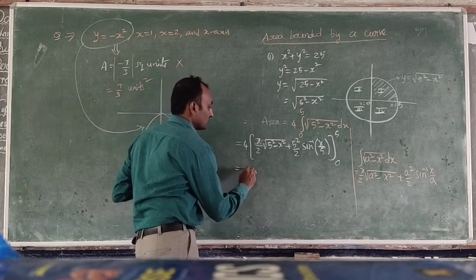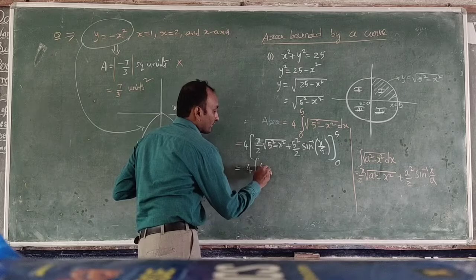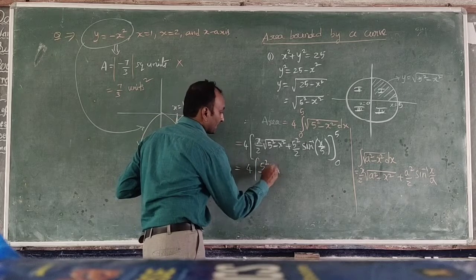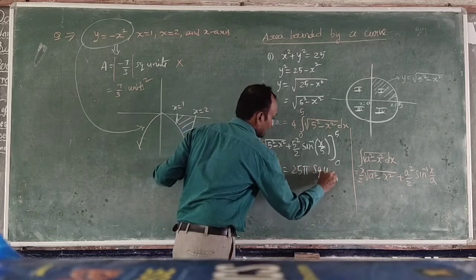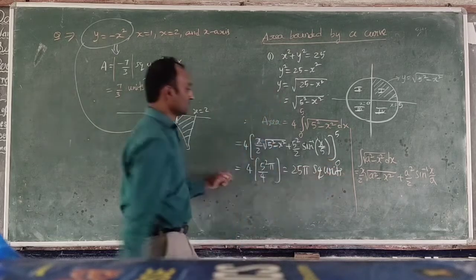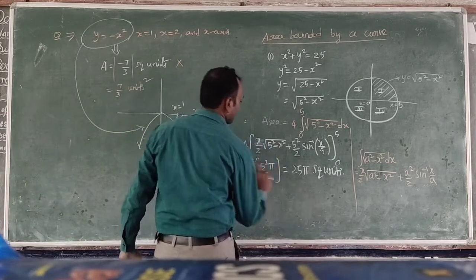After simplification you get the answer as 4 into 5 square by 4 into pi, which comes to 25 pi square units. The simplification must be done manually; you can do the simplification. The answer will come like this. You want me to show the simplification? Let us see the simplification then.